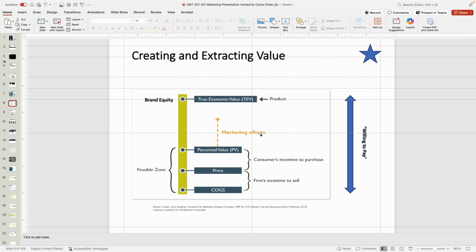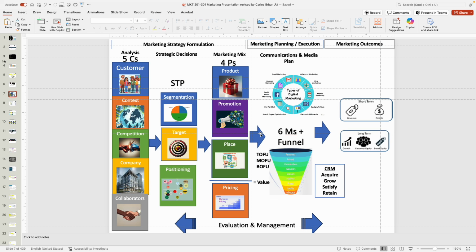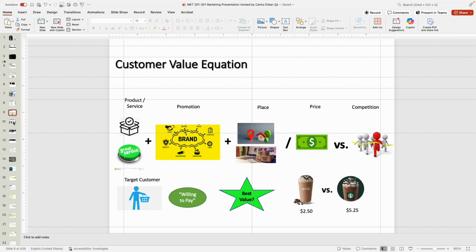So basically we have the 3 Ps: product, promotion, place, and we're going to spend a lot of time talking about all these things because product also includes branding and brand image. These are called the marketing mix levers to create value. Price is how you extract value, because you're basically doing an exchange, right? I'm giving you a service, in exchange you're paying me for that service. So it's very important. That's the customer value equation.